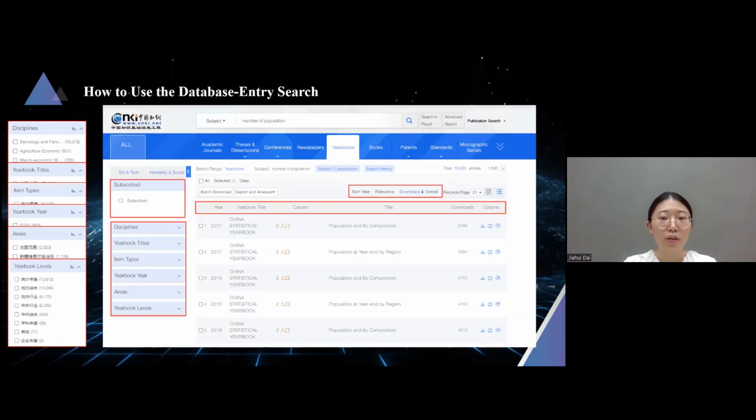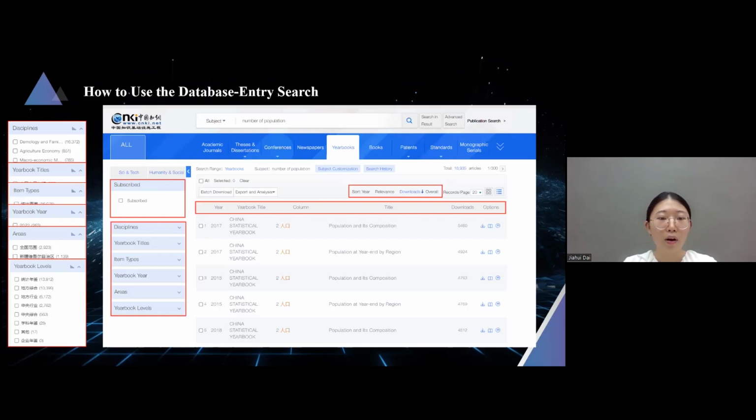There are two modules on the left. If you check the box before subscribe in the first module, only the results in yearbooks you have subscribed to will be shown. If there are too many search results, you can check boxes before relevant information such as year and region in the second module on the left to narrow down the search scope.